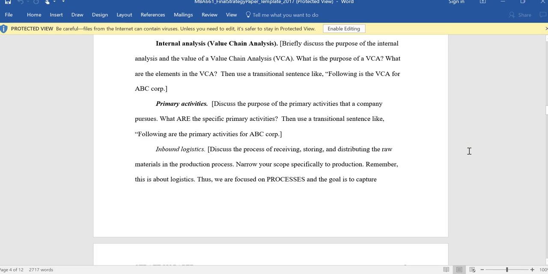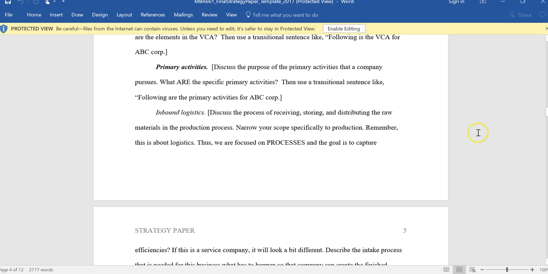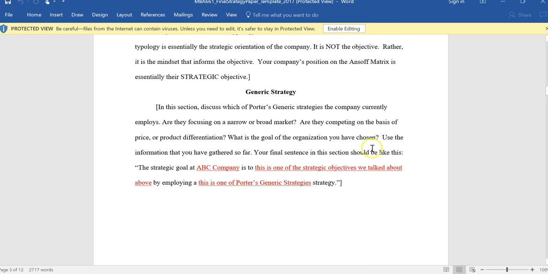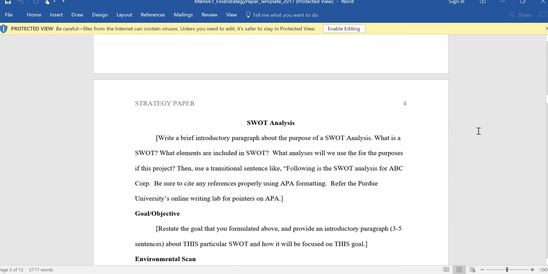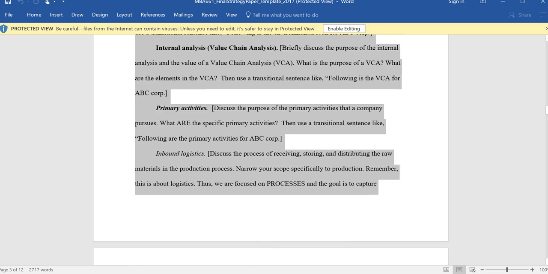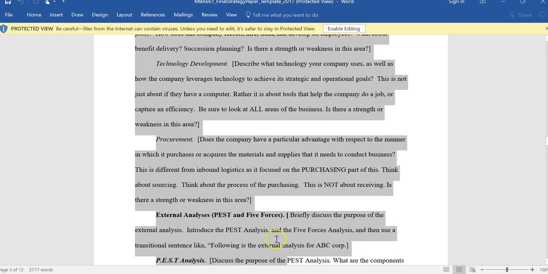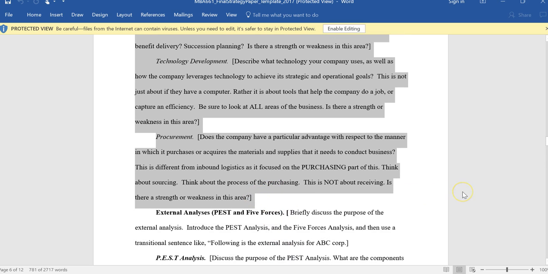Welcome to Module 4, and this is the assignment video for Module 4 of MBA 661. So in this module, we're going to pick up in the paper after the generic strategy, and we're going to do the first part of the SWOT analysis, which is the intro of the SWOT in general, all the way down through the internal analysis. So it's going to include the value chain analysis, and we're going to go all the way through the internal. So the idea here is that we will stop right here before the external.